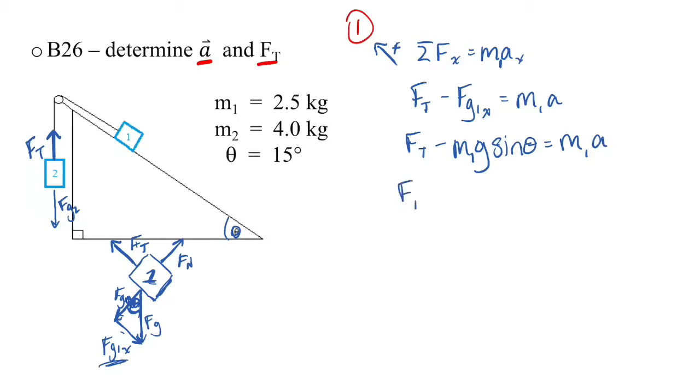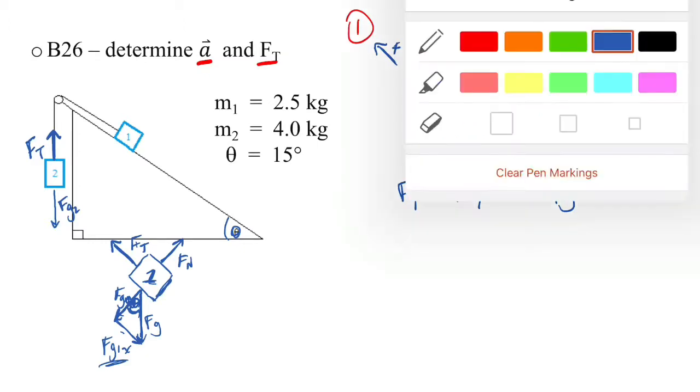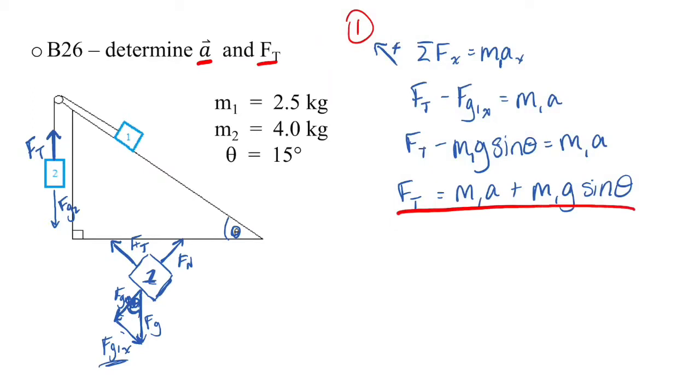Okay, so force of tension, I can get an expression pretty easily here. I just add m1g sine theta to both sides of m1a equals T minus m1g sine theta. I get T equals m1a plus m1g sine theta. Okay, fun. So there's my force of tension, or at least my equation for it. So I'm going to make note of that.